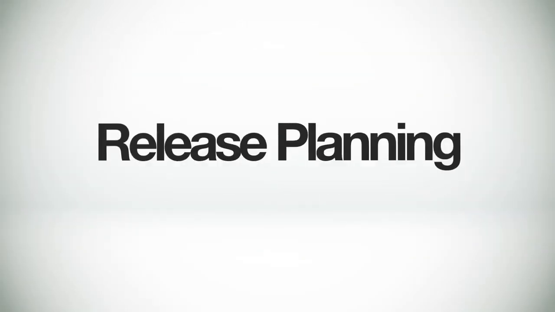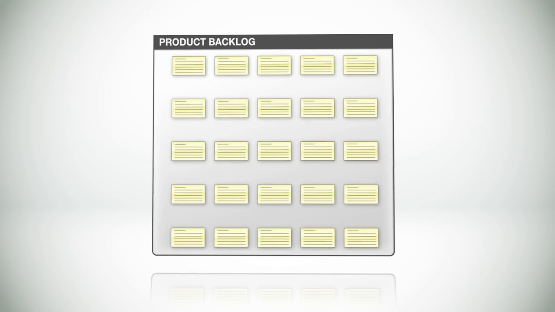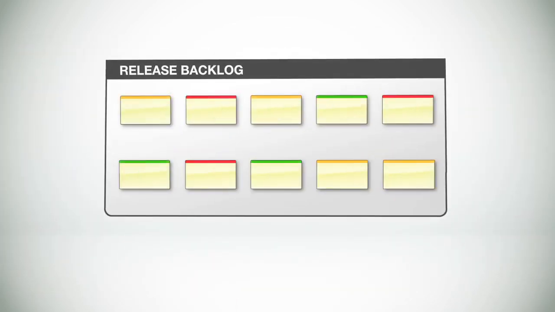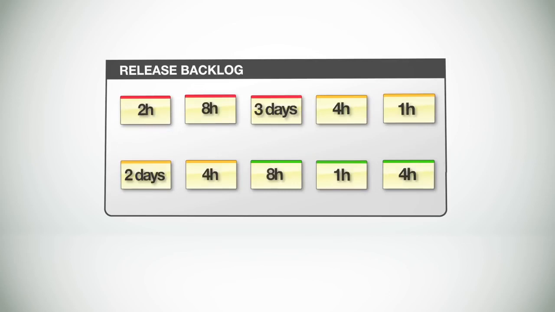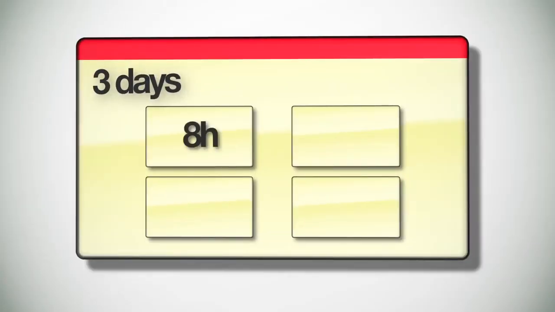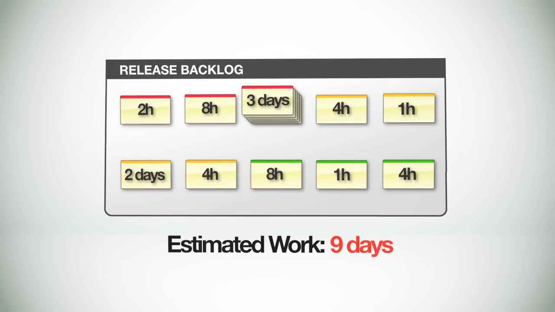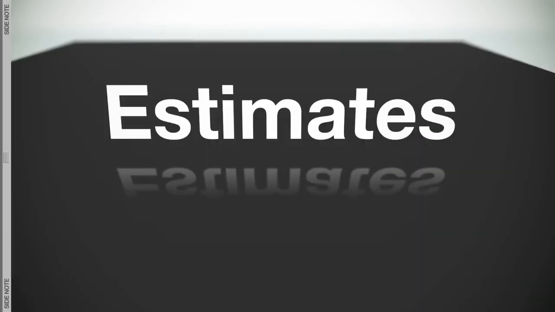To plan a release, the team starts with this, the product backlog, and they identify the user stories they want to put into this release. These user stories then become part of the release backlog. The team then prioritizes the user stories and estimates the amount of work involved for each item. Sometimes larger user stories are broken down into smaller, more manageable chunks. The collection of all the estimates provides a rough idea of the total amount of work involved to complete the entire release. A quick side note about estimates.